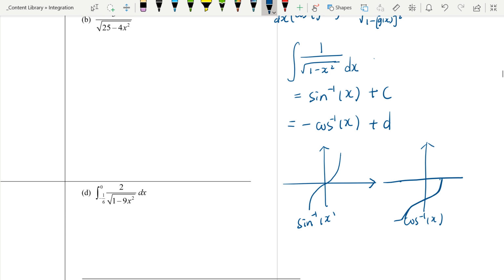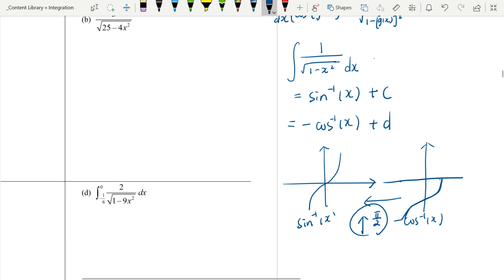I'll draw it better. They have the same gradient, or say this one moves up by pi over 2 units, and you should have the left-hand side graph. That's the difference between the C and D values. That's why when you antidifferentiate the same equation, you can have two possible answers. One is sine inverse x, and the other one is negative cos inverse x. If you sketch them separately, you should have those two graphs. But if the right-hand side moves up by pi over 2 units, you get the left-hand side one, exactly the same. That's why you have the constants C and D.